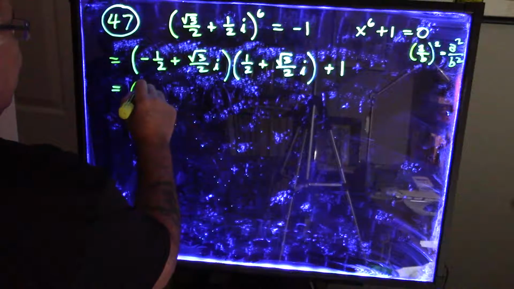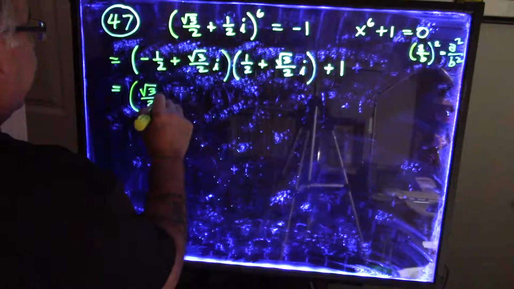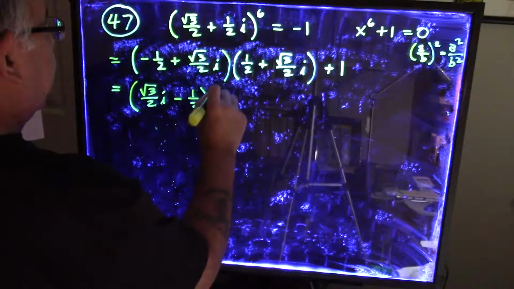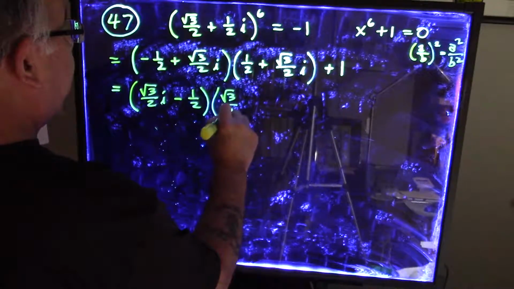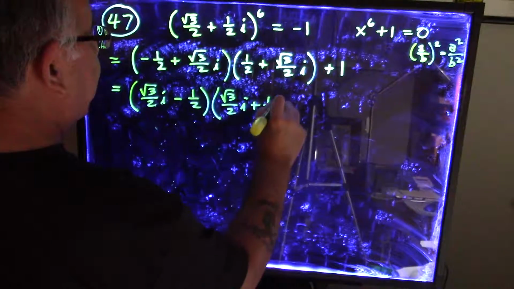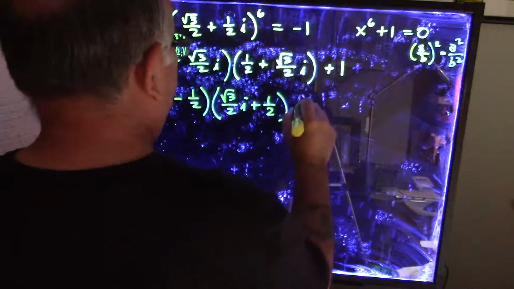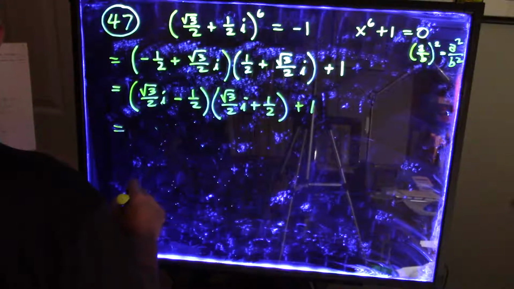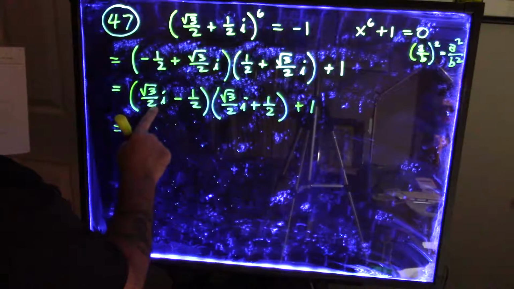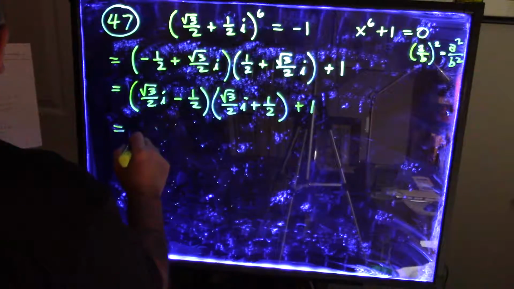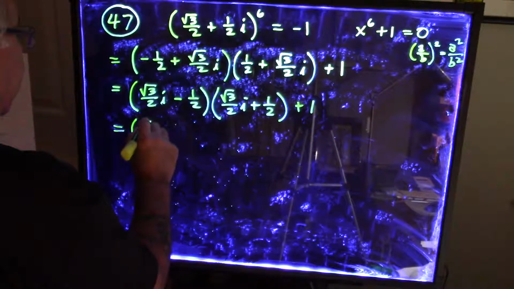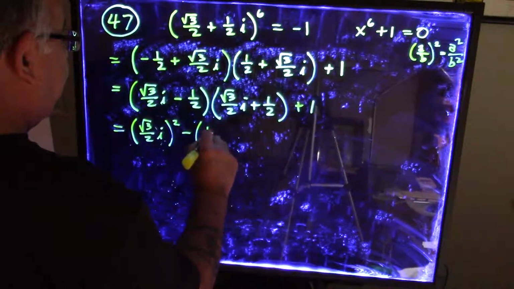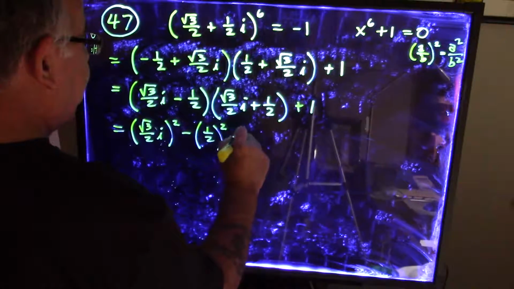So let me do that. I've got square root of 3/2 i minus 1/2 times square root of 3/2 i plus 1/2. So there's your a minus b, a plus b, and then plus 1. Alright. So this is equal to a squared minus b squared, right? So square root of 3/2 i squared minus a 1/2 squared plus 1.